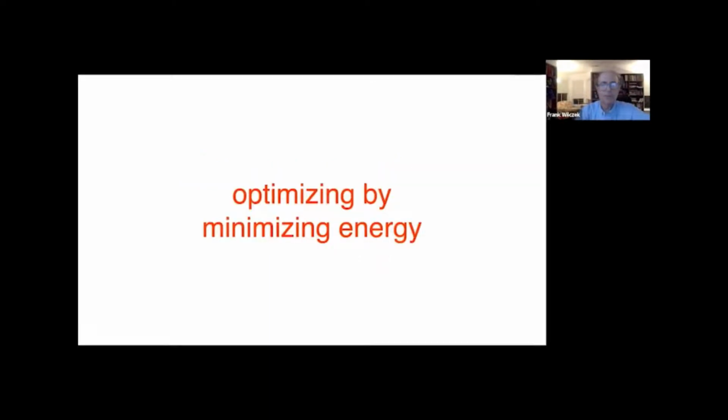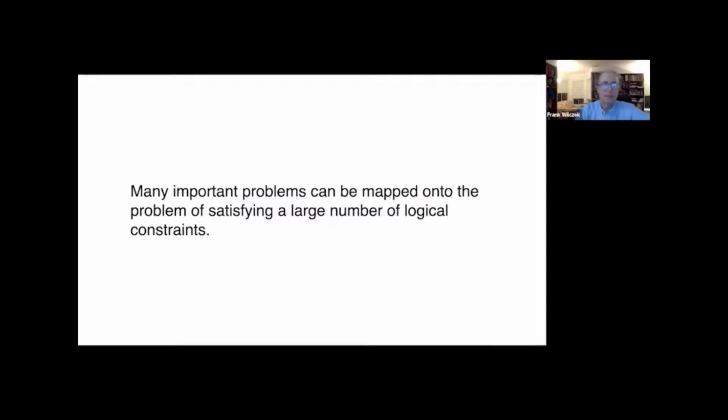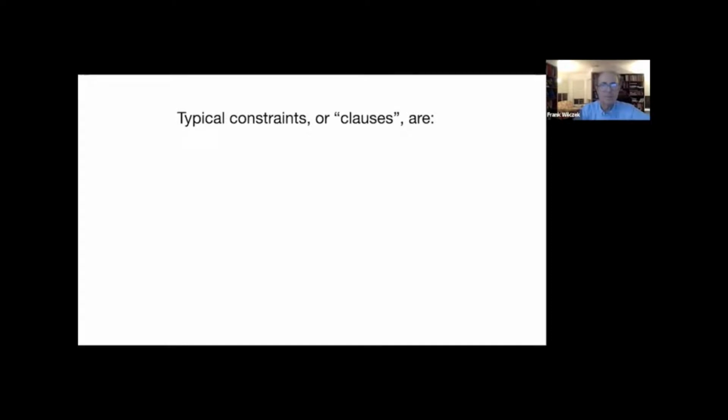So first of all, let me show you how you map logic problems onto problems of minimizing energy. This is the key link. So many important problems can be mapped onto the problem of satisfying a large number of logical constraints. So, for instance, you might want to say that either x1 is false or x2 is false, or both.